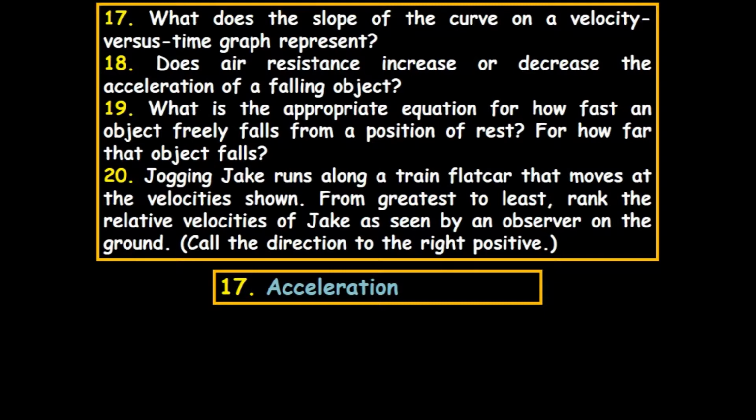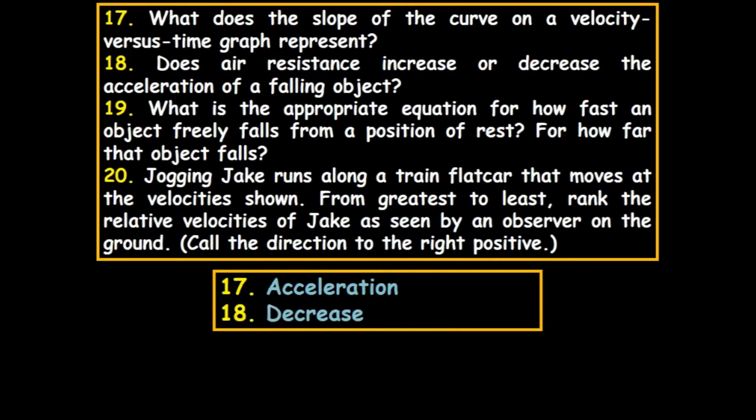Does air resistance increase or decrease the acceleration of a falling object? It decreases it. It decreases the acceleration. It's going to slow down, and it's going to ultimately reach its terminal velocity.